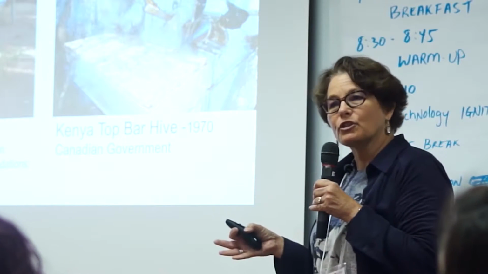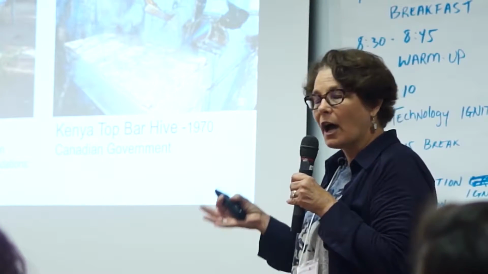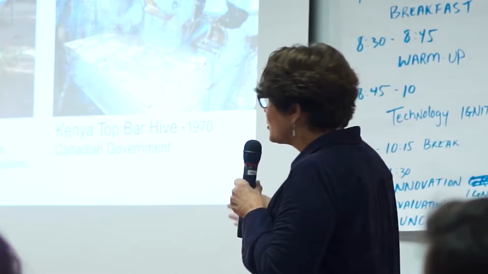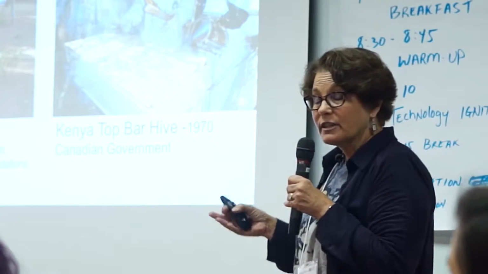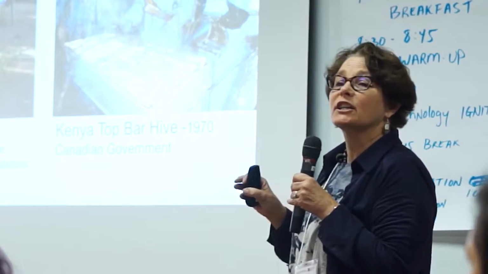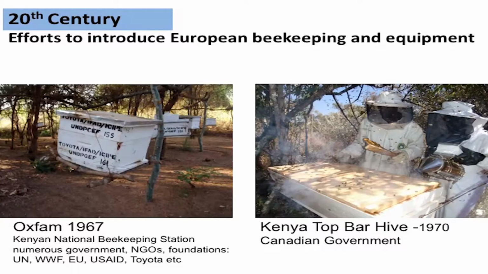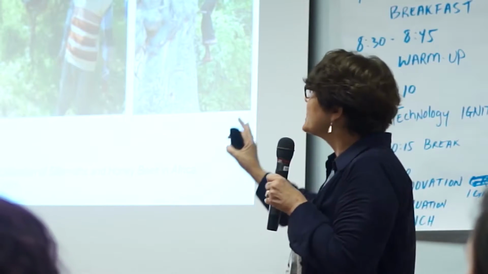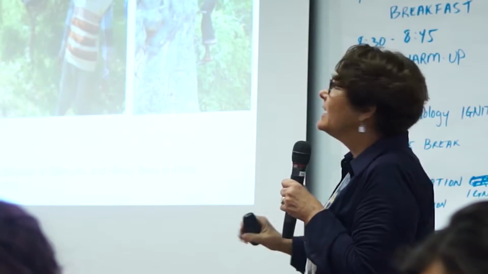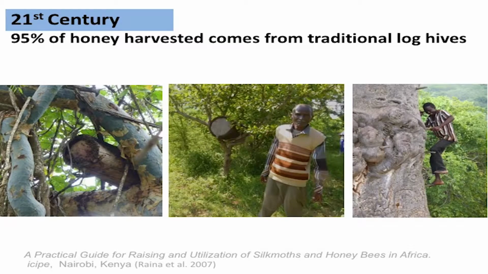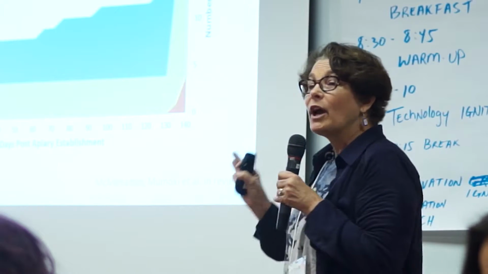There's been a lot of effort to try to increase honey yields and help farmers do a better job at beekeeping for many, many years. And this has really focused on the introduction of modern beekeeping methods and equipment that we use here in the US and in Europe. More recently, this introduction of the Kenyan top bar hive, but this has not worked. 95% of honey harvested in Kenya still comes from traditional log hives. So this introduction of this modern equipment has not worked for beekeepers or farmers trying to keep bees in East Africa. We have some data.